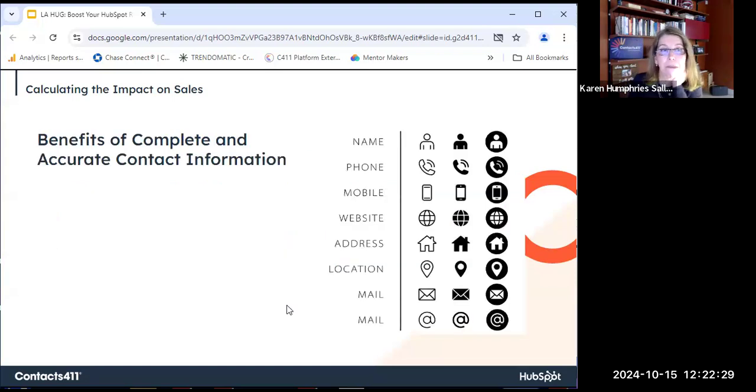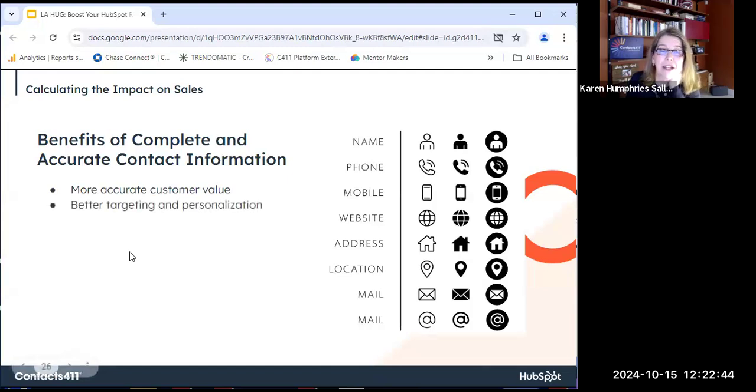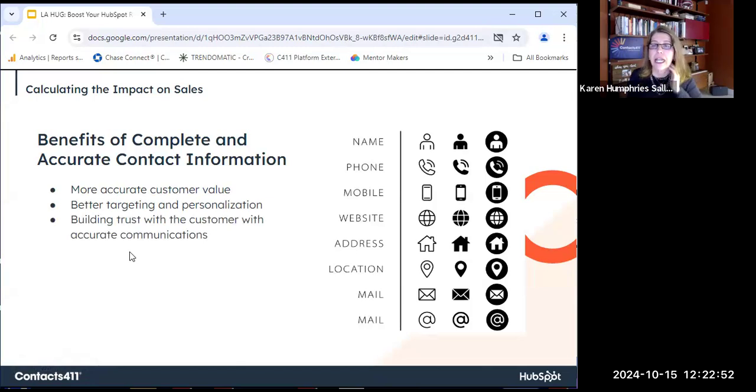Okay, what are some of the benefits of complete and accurate contact information? And by the way, I put this example in here because this is what I think of as complete; having this kind of information is great. So again, more accurate customer value, but also better targeting and personalization. You're more accurate, and building trust with a customer with accurate communications.